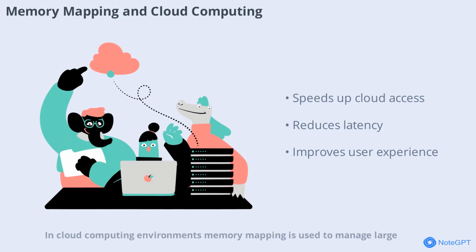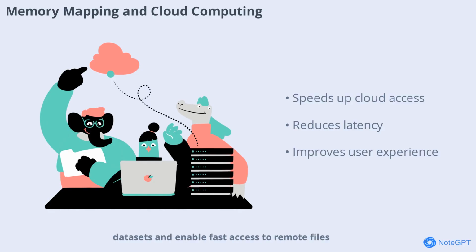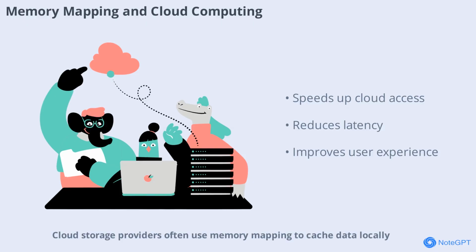In cloud computing environments, memory mapping is used to manage large datasets and enable fast access to remote files. Cloud storage providers often use memory mapping to cache data locally, reducing latency and improving performance for users around the world. This technique is key to delivering responsive cloud-based applications.